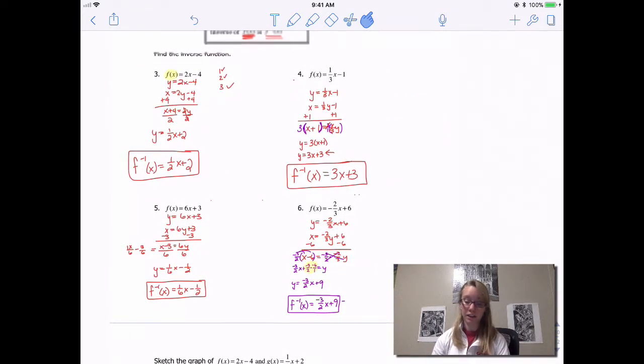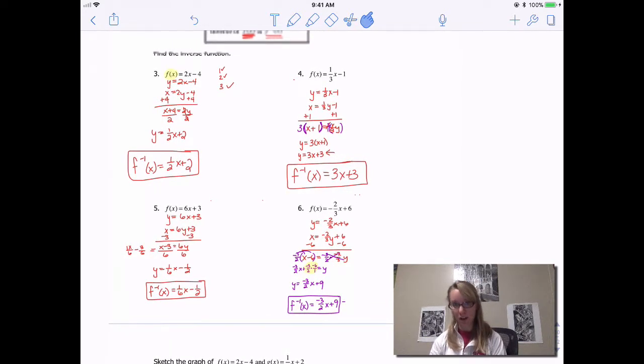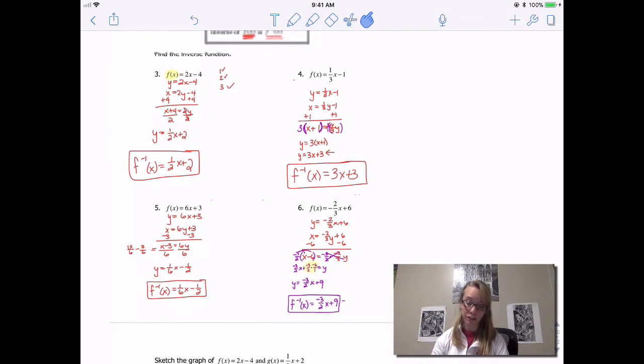So that is finding inverses. We've always got those 4 steps. Take f of x, change it out for y, switch x and y, solve for y, and then rename it. You're going to go through that same process every time when you're looking for the inverse of a linear function.